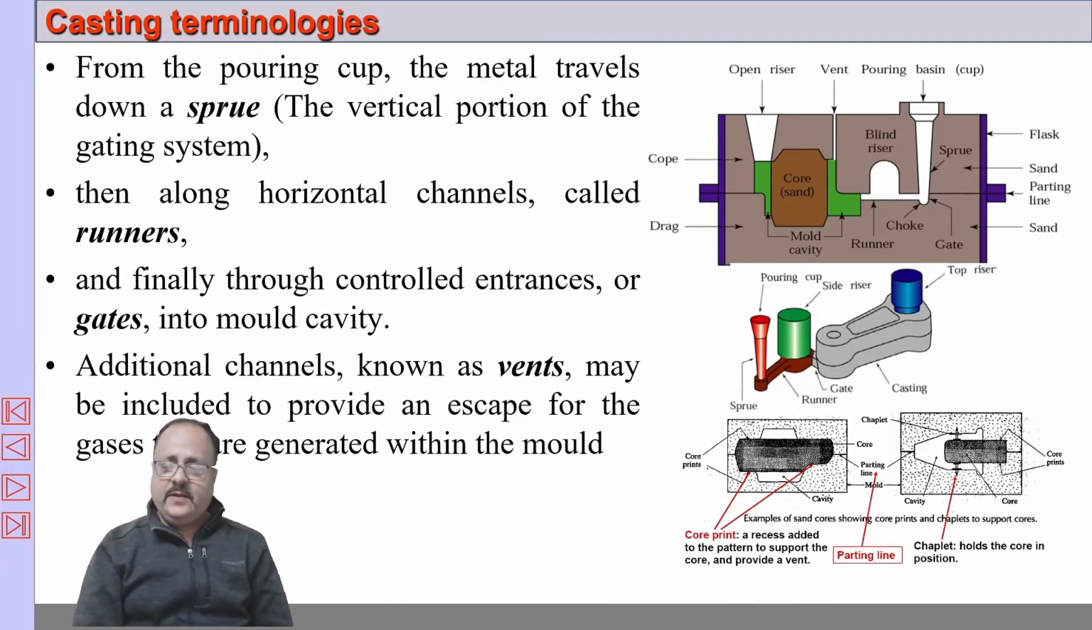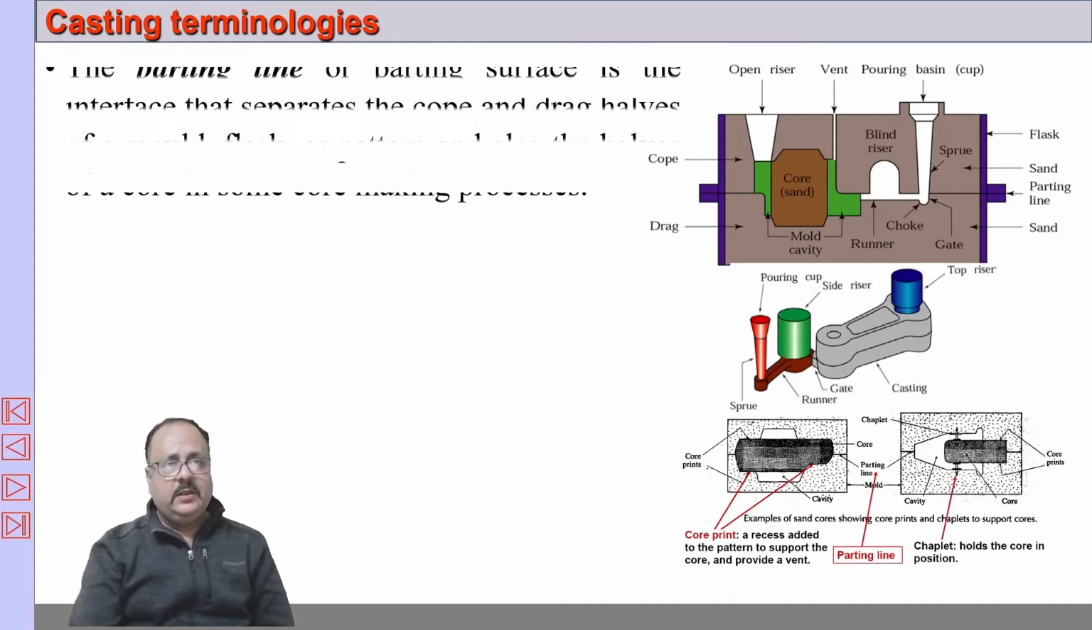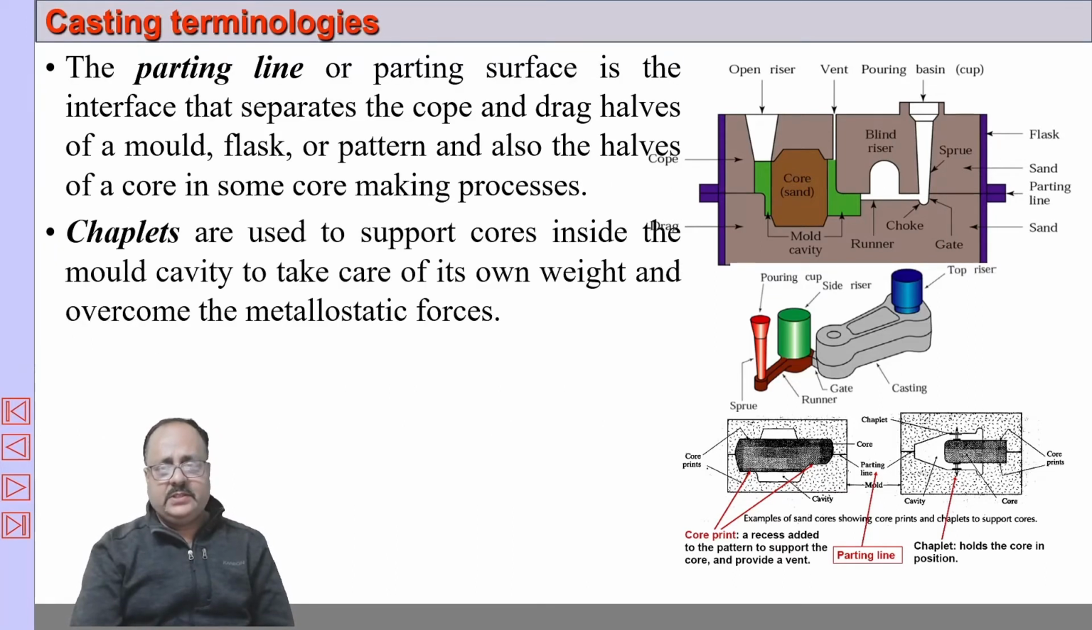One of such defects is called the blowhole. So we don't want such defect to happen. Therefore, we should allow the gases to escape. So one of the ways of allowing the gases to escape is creating vents. Parting line I have discussed already.